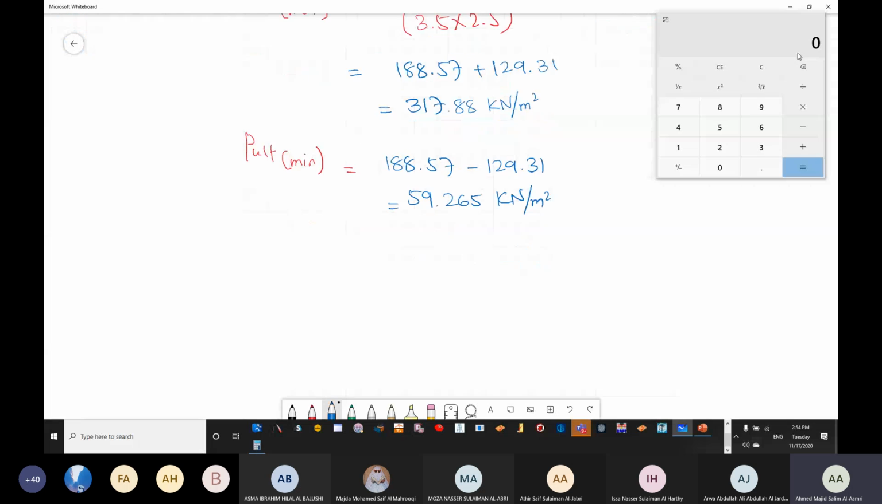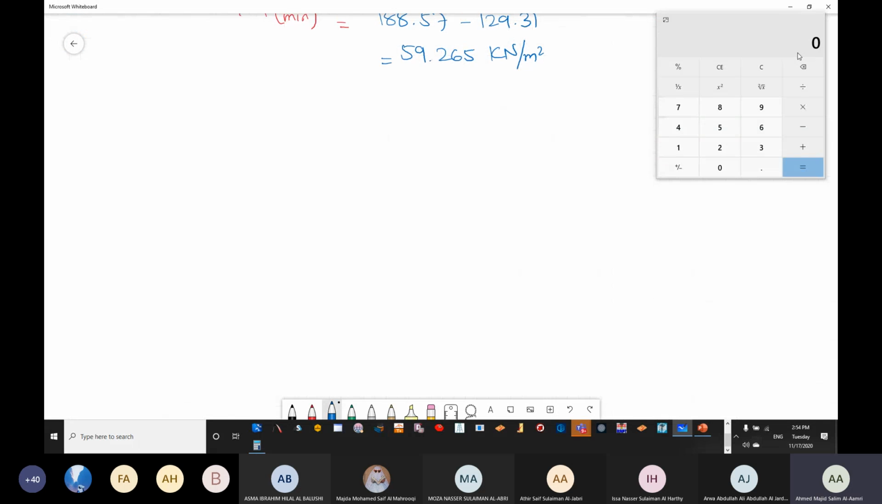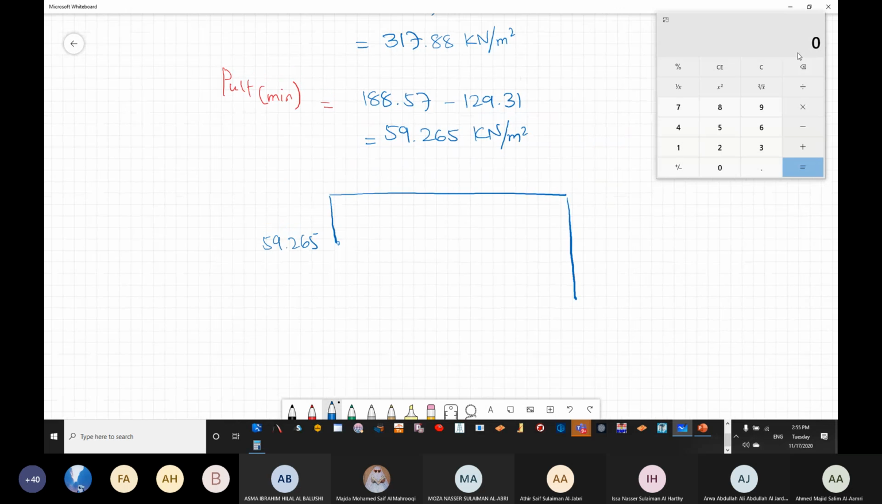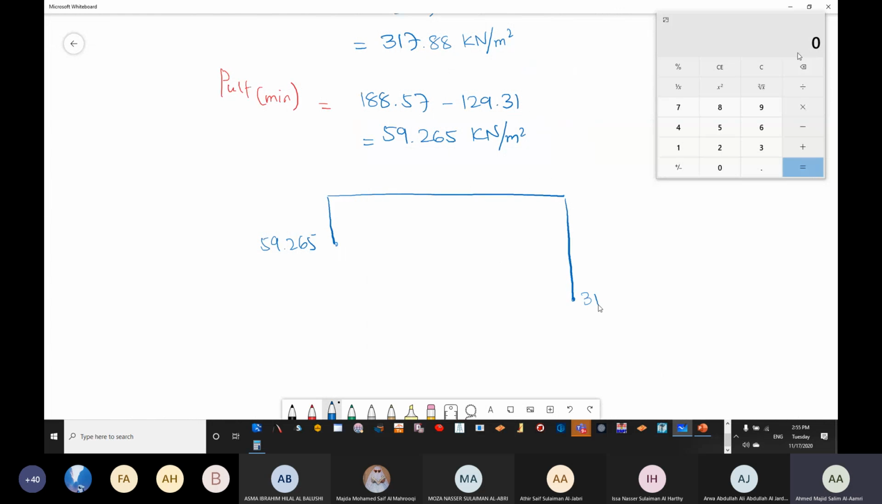Now, what we are trying to say. I just came here and drew my footing, and we said we have a pressure here, and a pressure here. This pressure value, you said for me, is 59.265, and you told me that this pressure is 317.80, and this is how the pressure diagram will go.